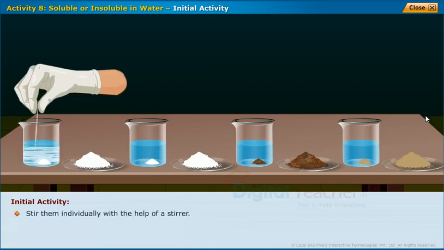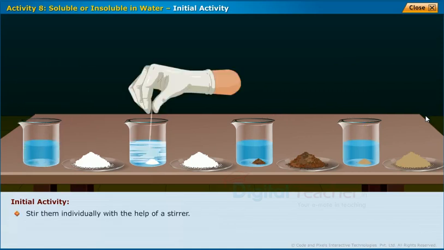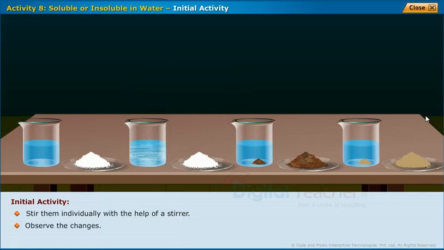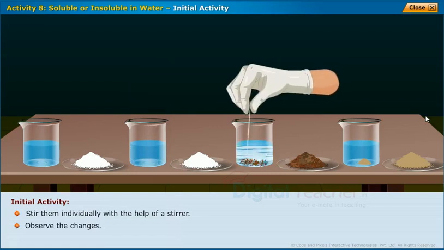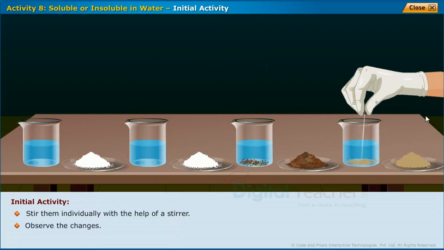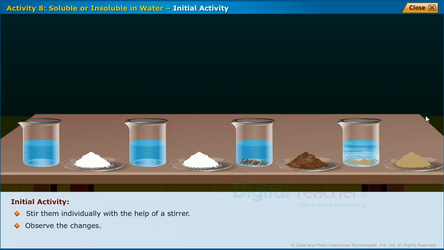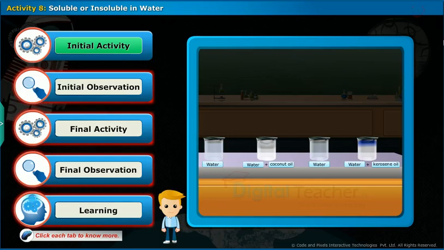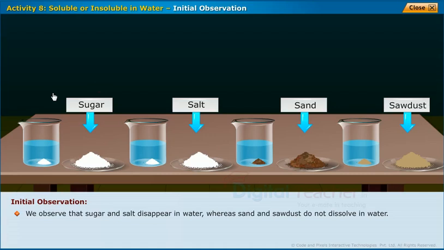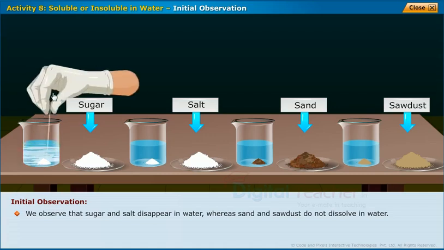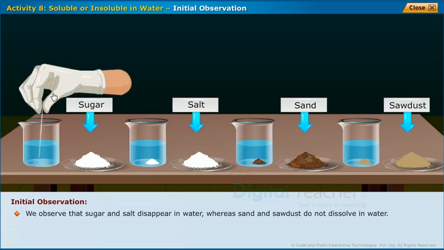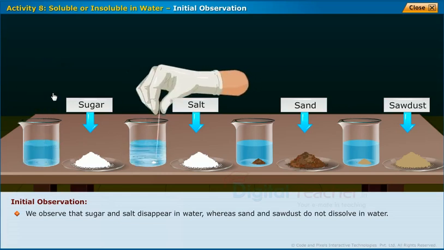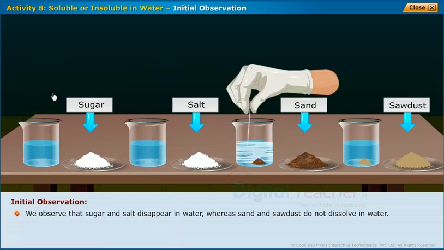Stir them individually with the help of a stirrer. Observe the changes. We observe that sugar and salt disappear in water, whereas sand and sawdust do not dissolve in water.